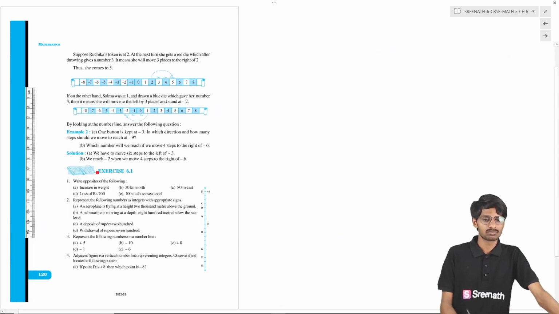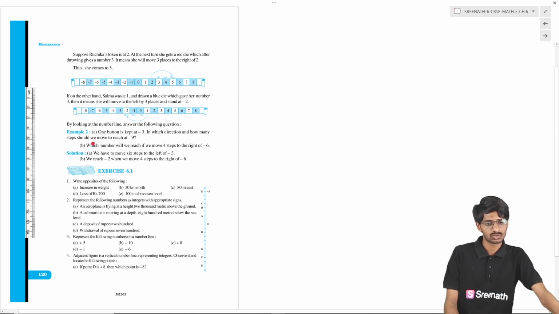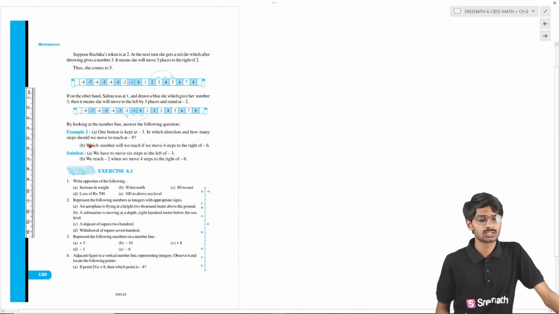So now we will do some problems, students. Example: one button is kept at -3. In which direction and how many steps should we move to reach -9? So what happened? One button is kept at -3. You have to remember these, students. Suppose it is kept at -3.